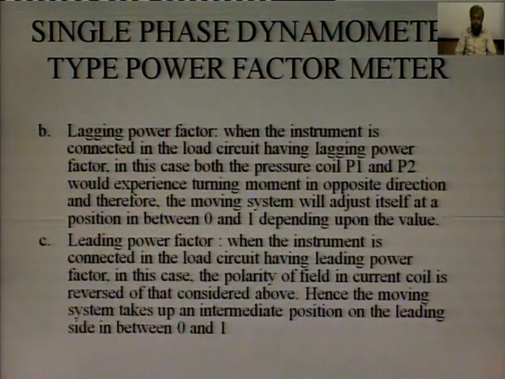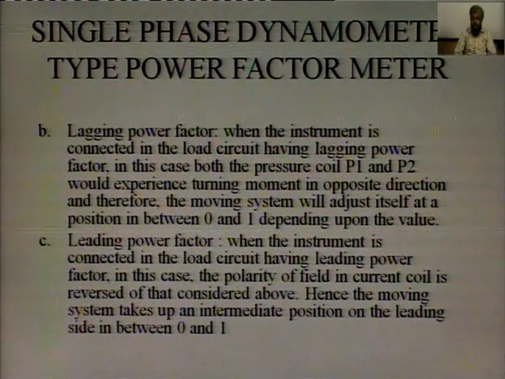At lagging power factor, when the instrument is connected in a load circuit having lagging power factor, both the pressure coils P1 and P2 would experience turning moment in opposite directions, and therefore the moving system will adjust itself at a position in between 0 and 1 depending upon the value.